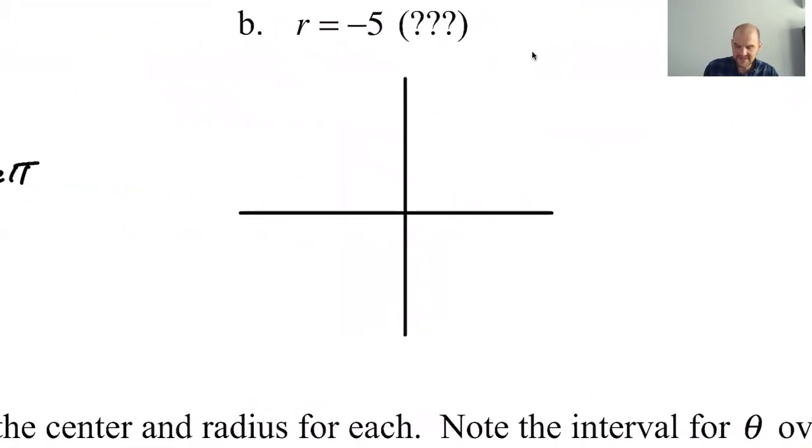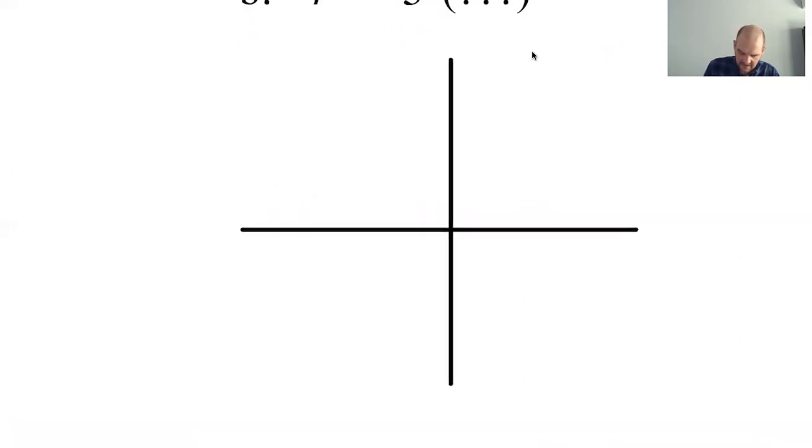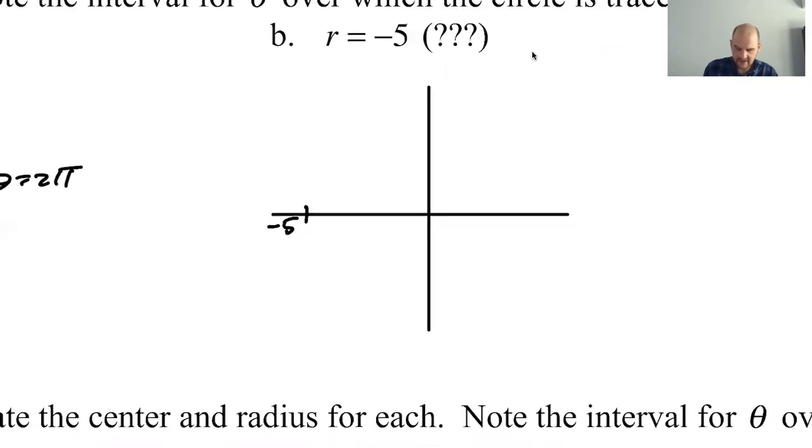Here, we have r equals -5. So think it through. When theta is 0, you're facing this way, and r is -5. So instead of walking out 5, you walk backwards 5. So you actually are going to be here when theta equals 0, at -5. And then let me draw a circle.